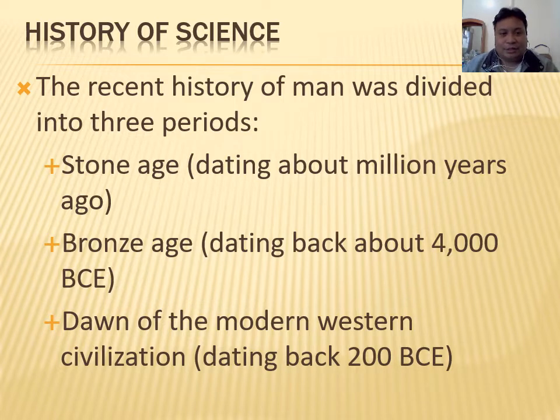The next one is the Bronze Age, where the tools from the Stone Age, the tools that they used, is now already made of bronze or made of metal. And the next one is the dawn of the Western civilization. Okay, so let's proceed.